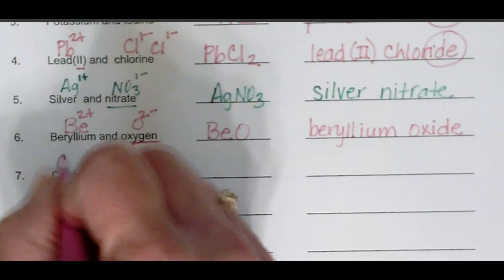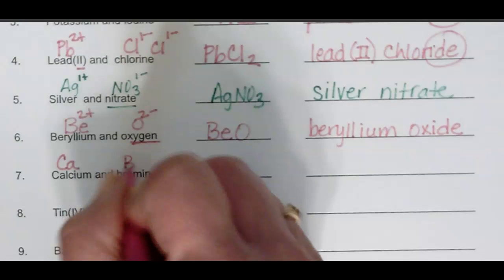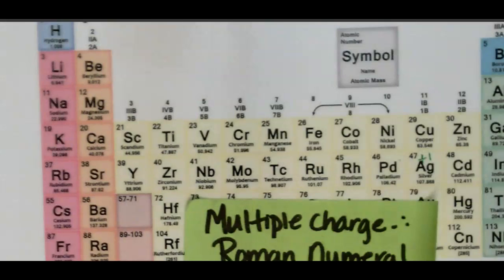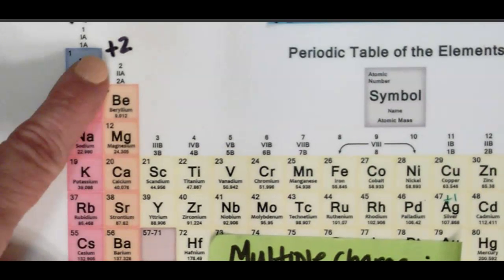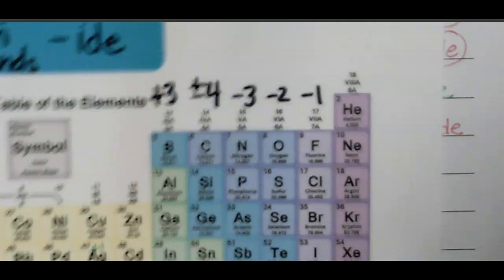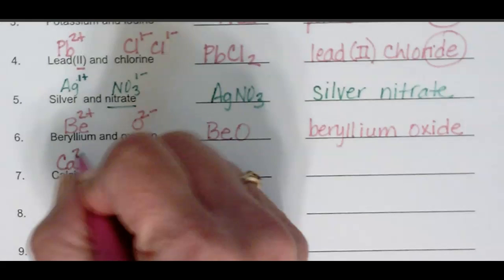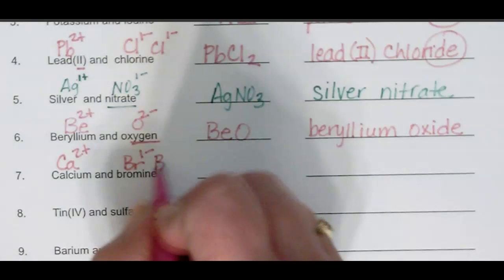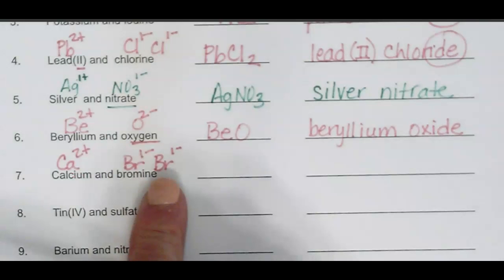Next one, calcium. Bromine. Both are going to be on the periodic table. So calcium, +2. Bromine, a -1. Again, I've got 2 positives. I've got 1 negative. They are not going to zero out, so I'm going to need another bromine. So this is what it looks like. I'm going to have 2 calciums bonded to 2 bromines.